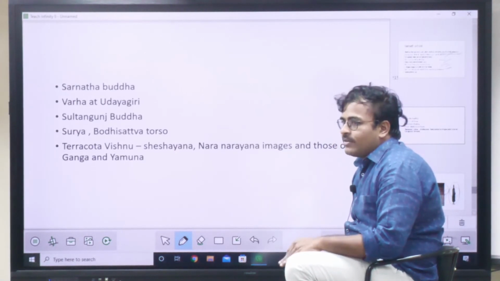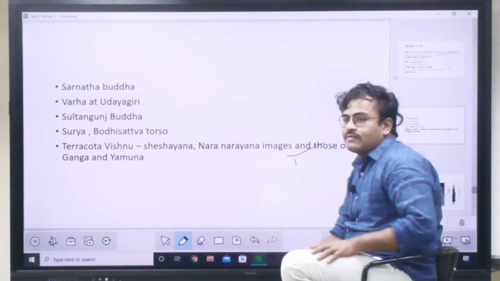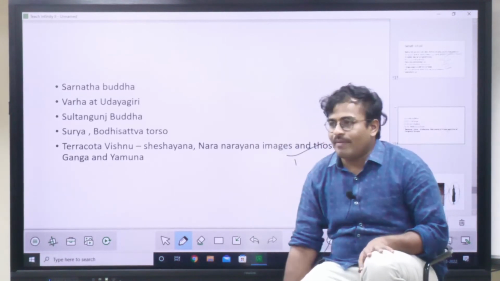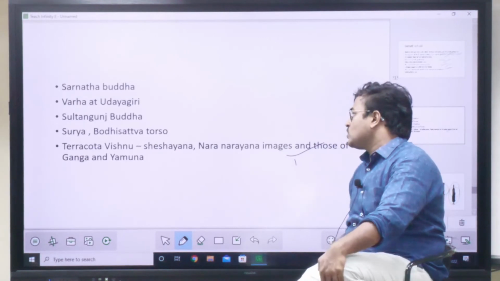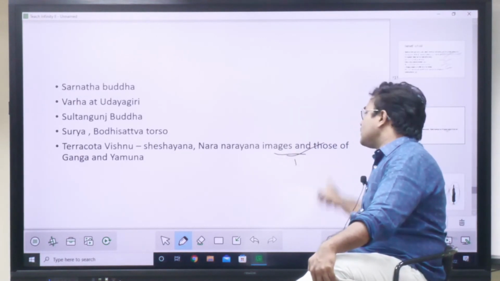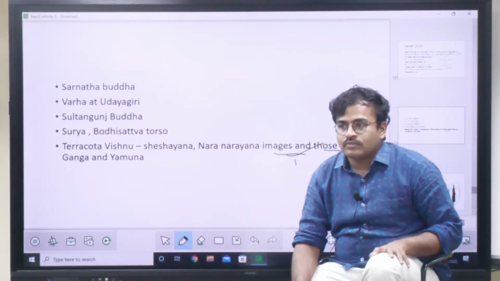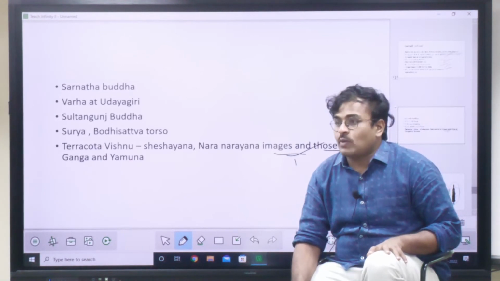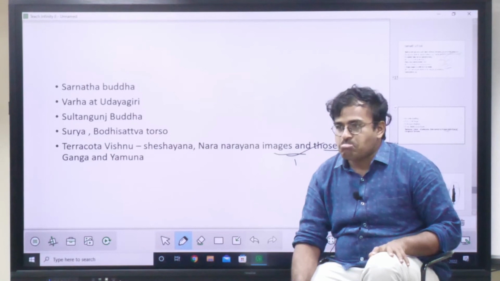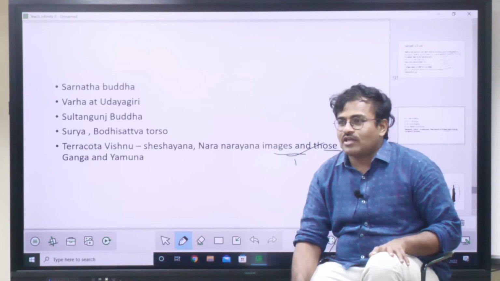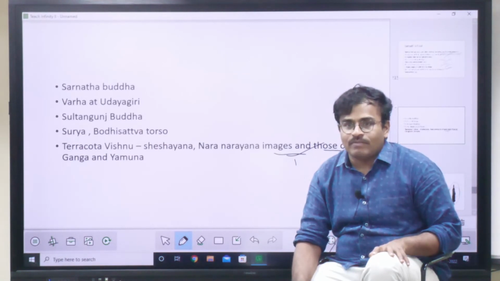Along with that, in Gupta images, you remember the terracotta Vishnu images? The Dashavatara temple, you remember? Their terracotta images are present. They are also made in the same Sarnath school: Shesha and Vishnu, Nara-Narayana images, and those of Ganga and Yamuna. And Gajendra Moksha is one more image. You remember Gajendra Moksha? What is it?